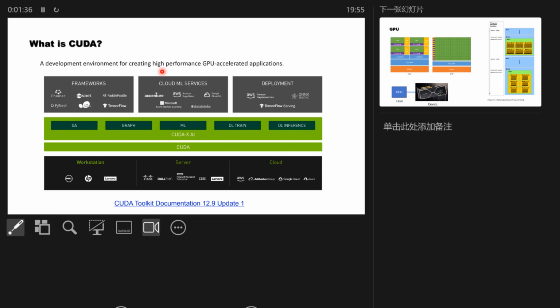Now, let's go to the second part, that is, what is CUDA? CUDA is a development environment for creating high-performance GPU-accelerated applications. Nowadays we have many applications like graphics, machine learning, deep learning training, and deep learning inference that use CUDA. When they try to use GPU resources to compute, CUDA provides the development environment for writing CUDA code that runs on the GPU and helps accelerate the computation.